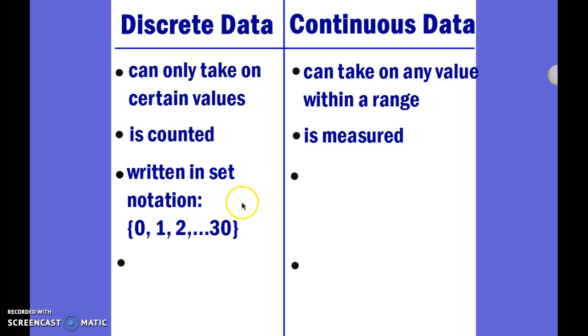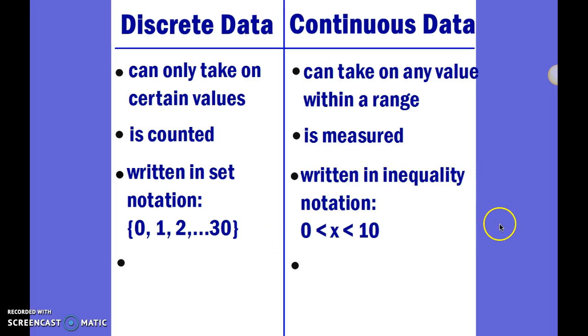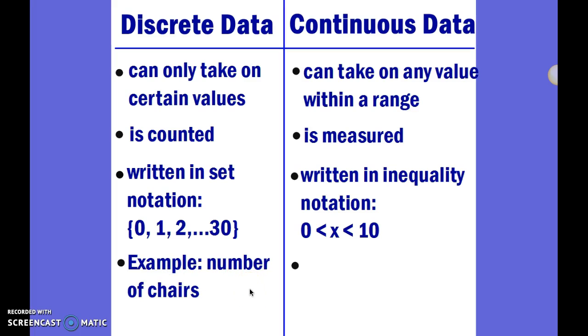Discrete data, when we write the domain and the range of it, is in set notation, which is these squiggle marks on each side, whereas continuous data is written in inequality notation, or what we like to call sandwich inequalities. Examples of discrete data are the number of chairs.